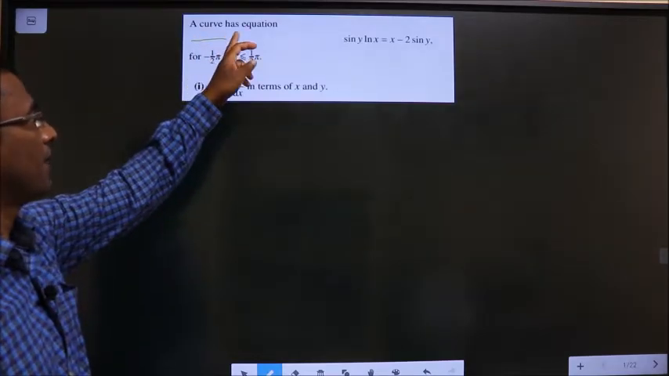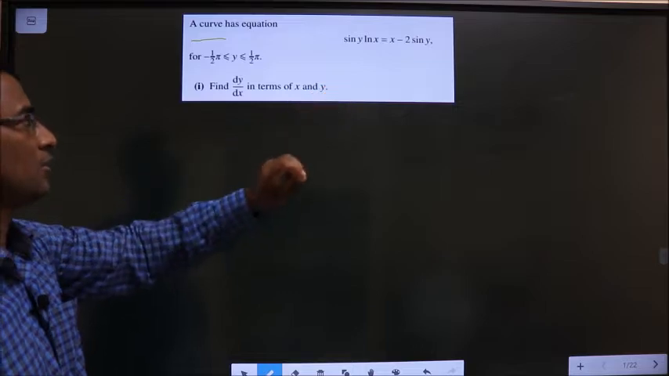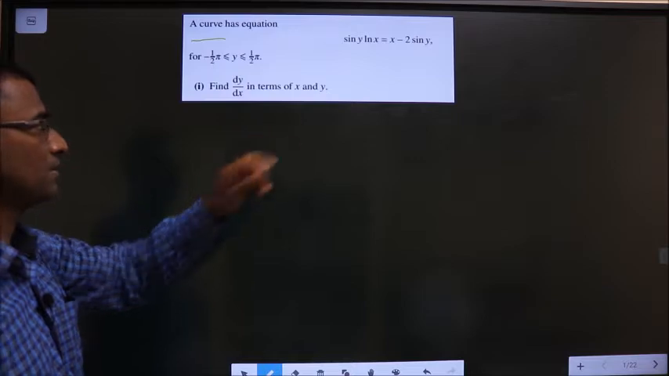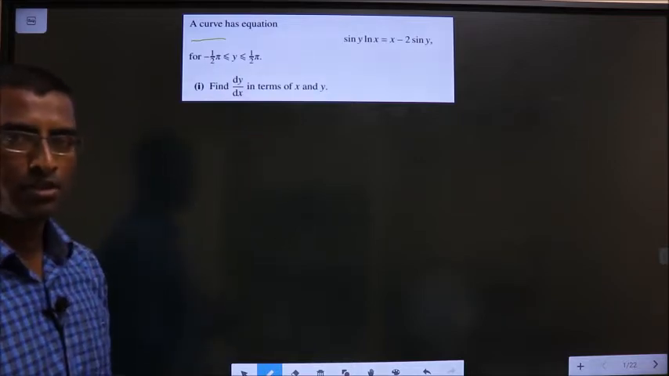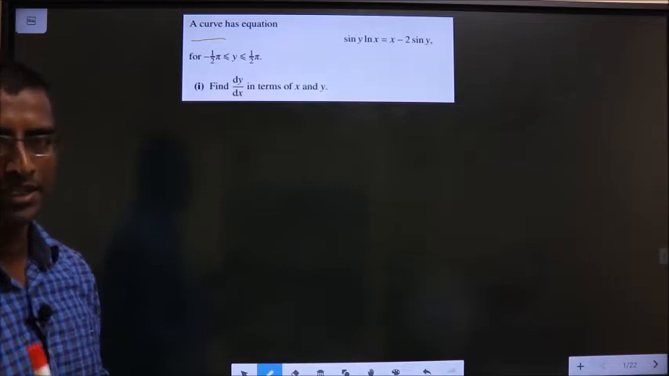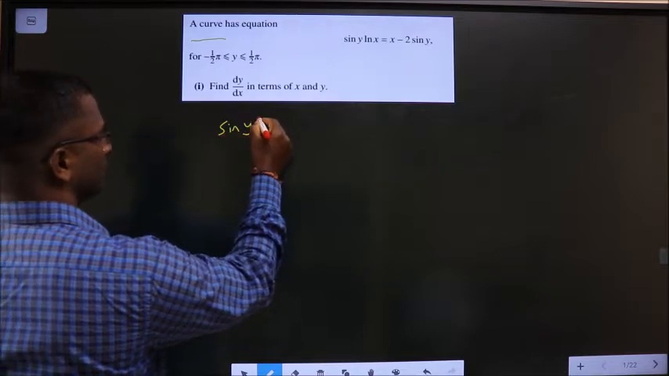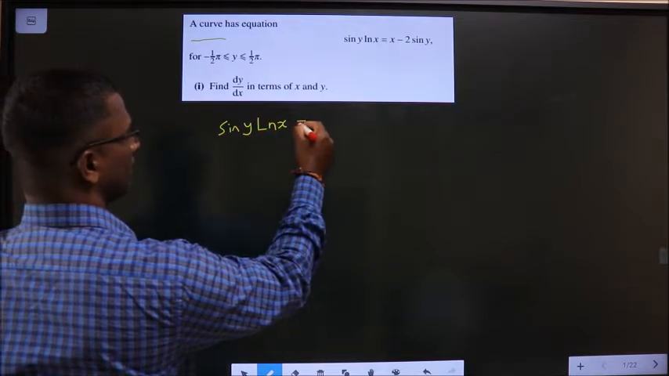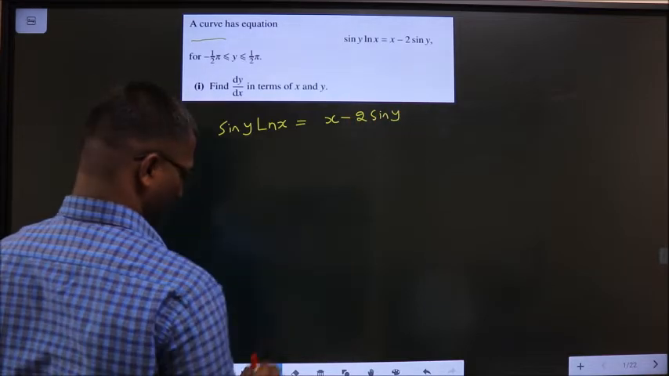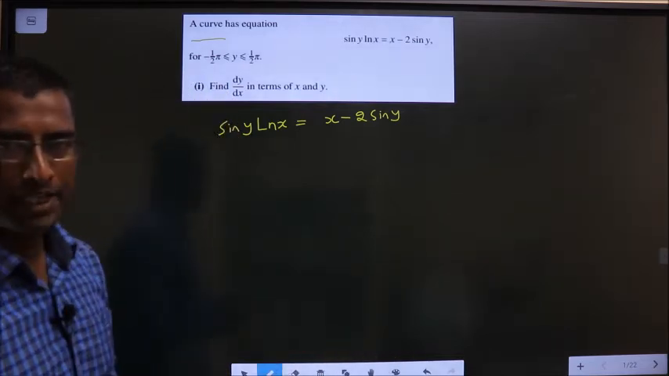A curve has equation sin y ln x equal to x minus 2 sin y. Find dy by dx in terms of x and y. So you need to find dy by dx. Okay, the given equation is sin y ln x is equal to x minus 2 sin y. Clear? Now you need to find dy by dx.